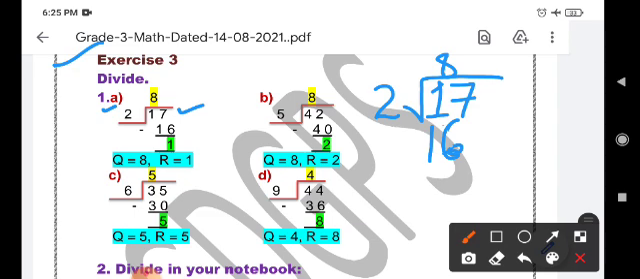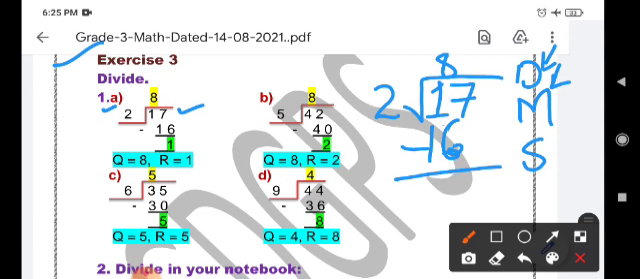We did multiplication first. First we divided, then we multiplied. First comes the daughter, then the mother. Then comes the sister, that is, we subtract the two numbers. 17 minus 16 is 1.